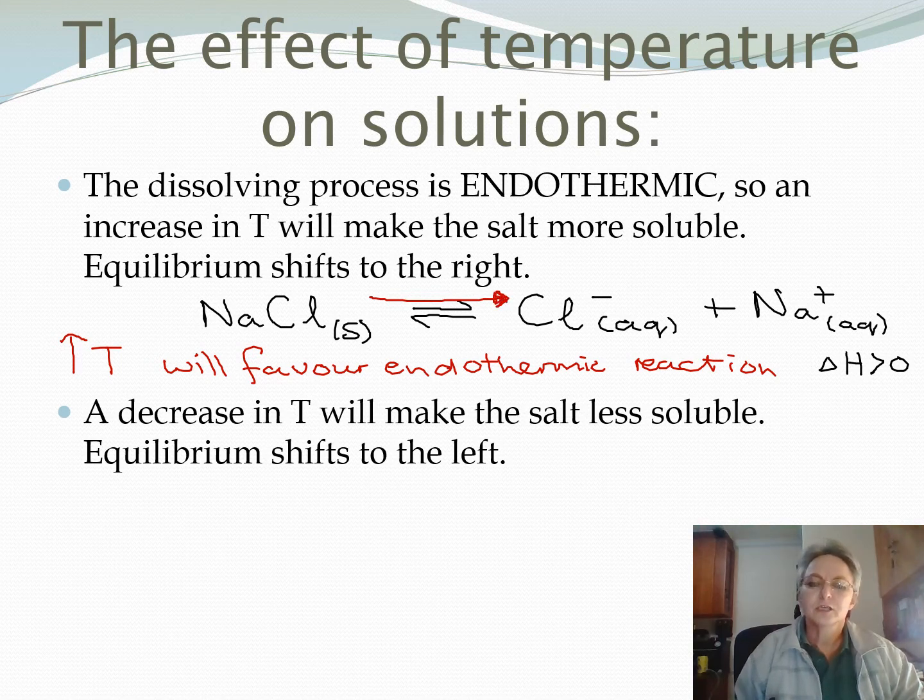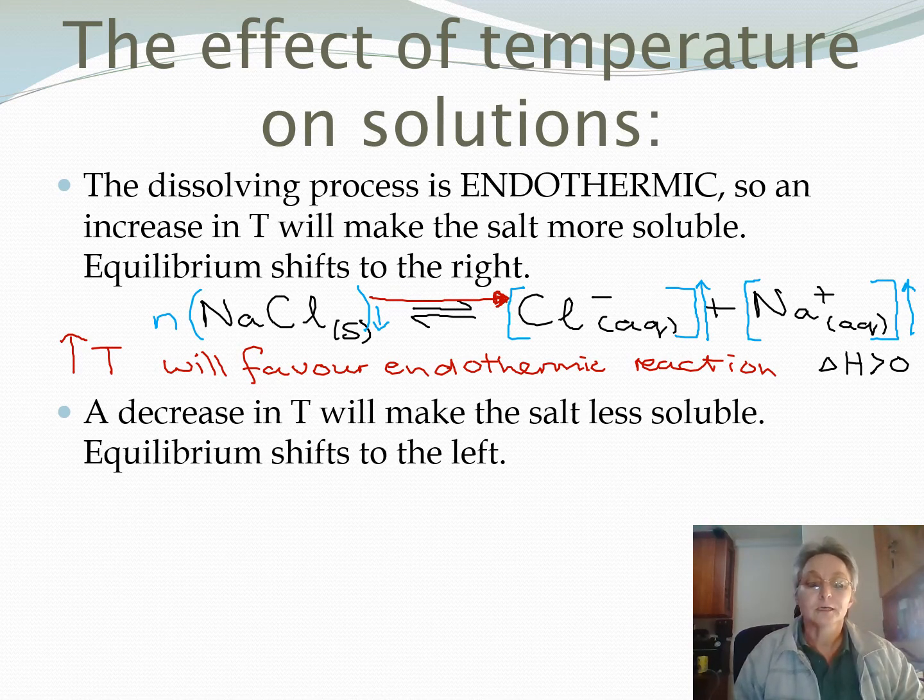So the concentration of the chloride ions will increase, and the concentration of the sodium ions will increase. We can't say anything about the concentration of the sodium chloride because it is a solid, but we can say the amount, the moles of sodium chloride will decrease. We can say that. So the equilibrium will shift to the right.